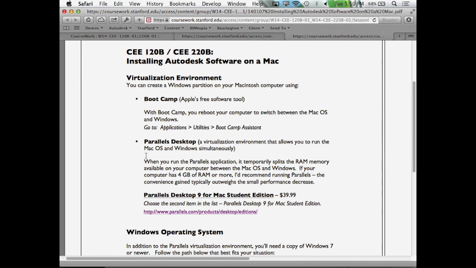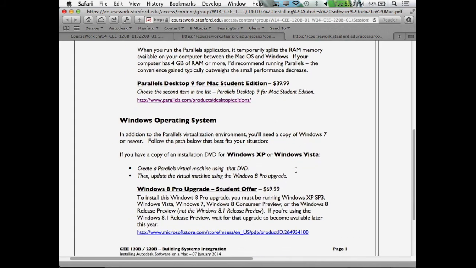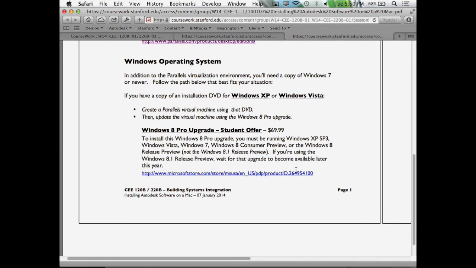Bootcamp works very well if you have a machine that doesn't have much memory and you don't mind rebooting as you switch back and forth between Macs and PCs. If you have more memory available and you want to move back and forth quickly, keeping both systems open, then I recommend Parallels. Either one works. Parallels is $39.99. Bootcamp's available for free, but you still need a copy of Windows somewhere.